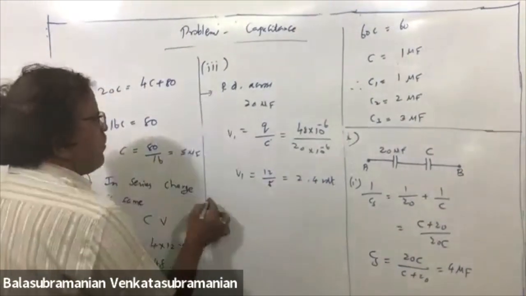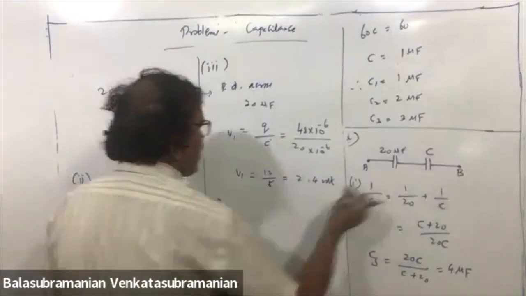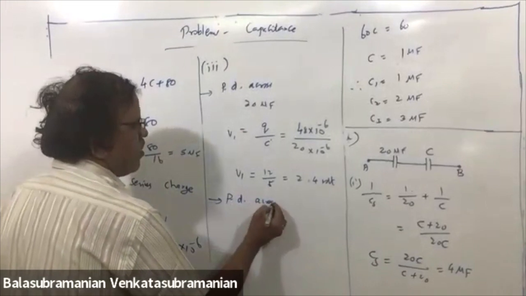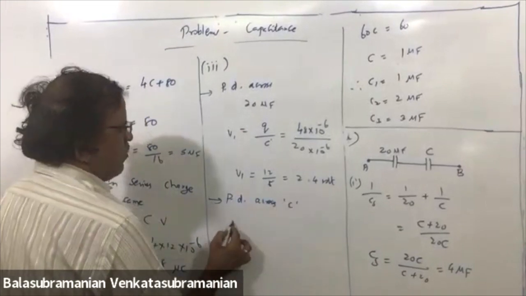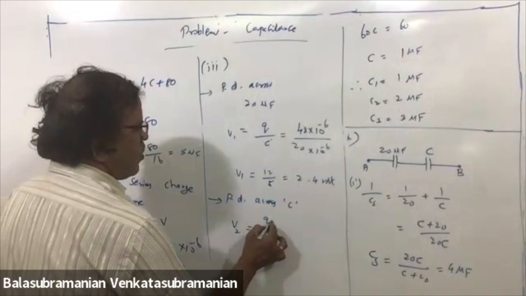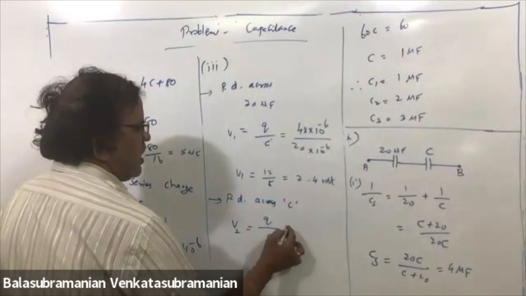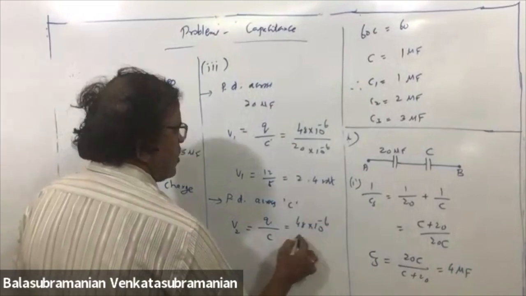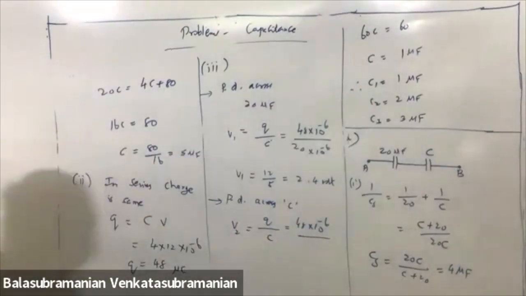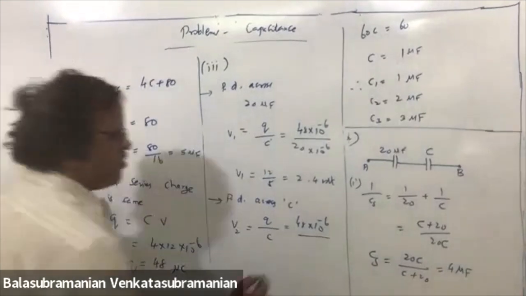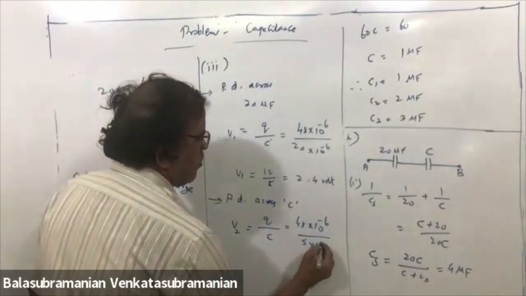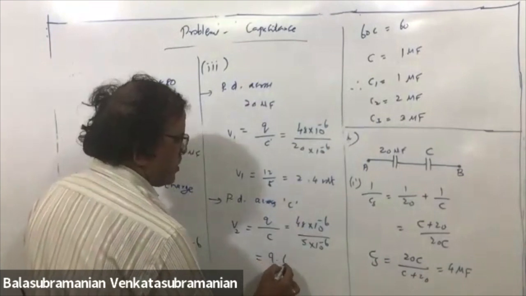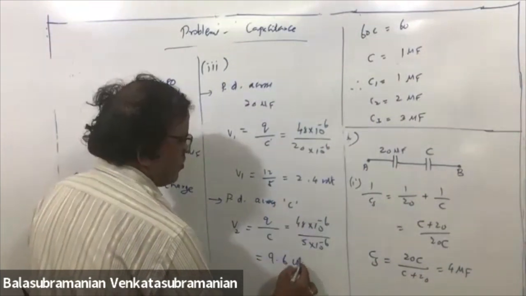Similarly, potential difference across C we have to calculate. V2 is equal to Q by C. 48 into 10 power minus 6 by C, calculated as 5. 5 into 10 power minus 6. That is 9.6 volt.